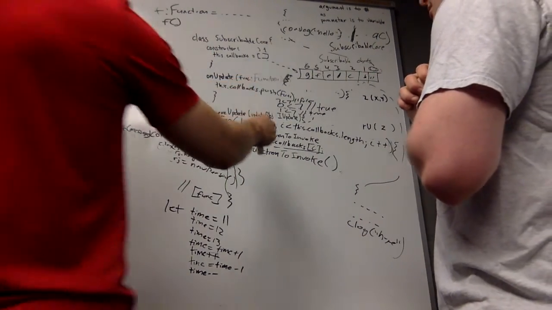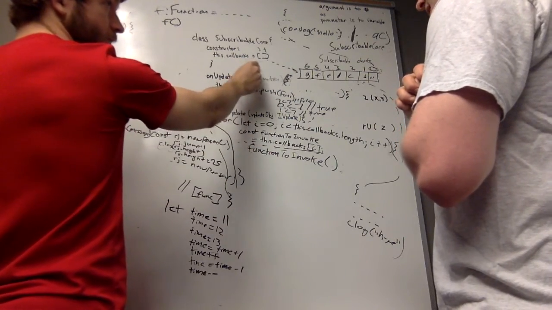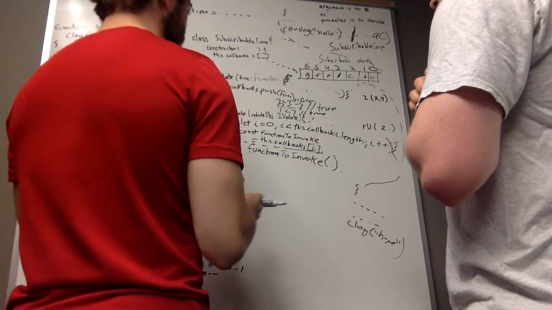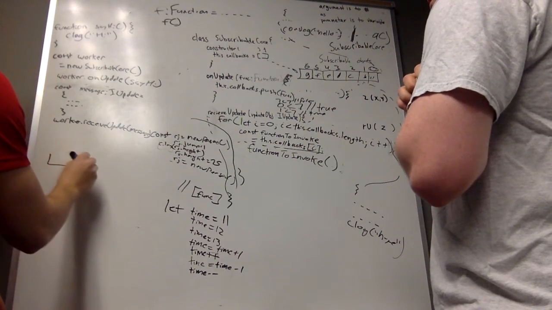All right, so it looks at the this.callbacks array. Right now, the this.callbacks array has one element, right? What is that element?